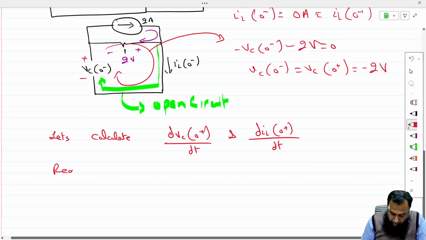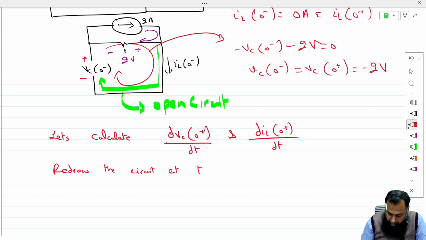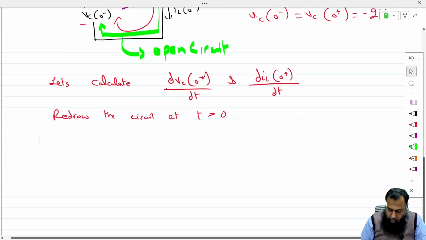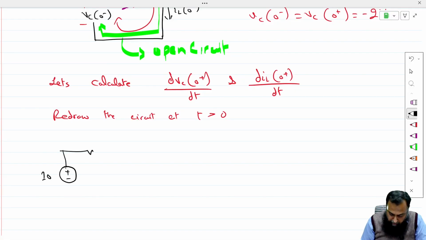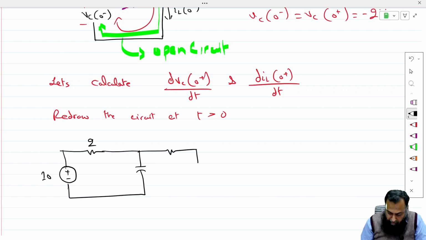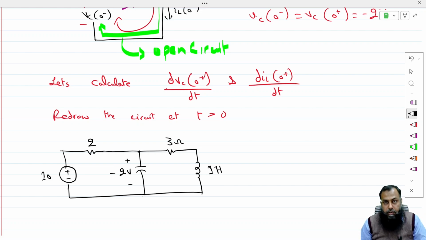So redraw the circuit at t greater than 0. This is the circuit here. We have this 10 volt source, connected through this 2 ohm resistance to this capacitor here. This capacitor has a connection with the inductor through this resistance. This is 1 Henry, this is 3 ohm, and here we have a voltage equal to minus 2 volt from before the switch was operated.